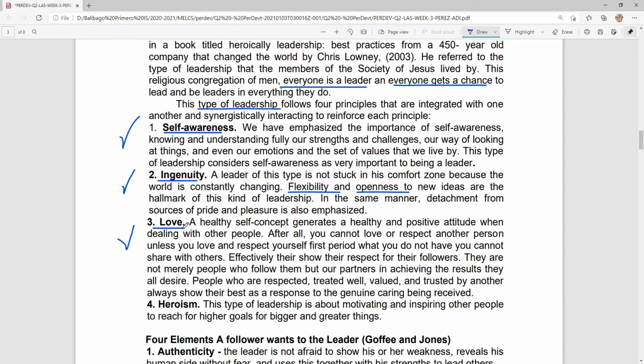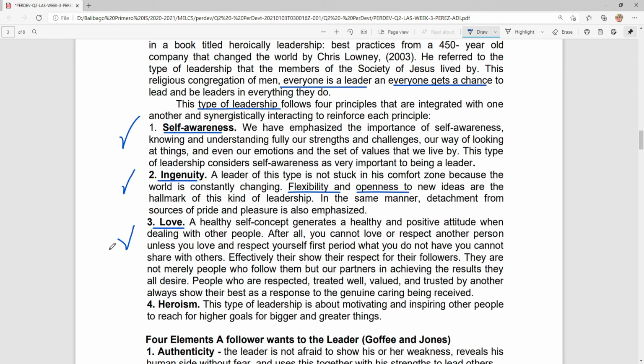Number 3, love. A healthy self-concept generates a healthy and positive attitude when dealing with other people. After all, you cannot love or respect another person unless you love and respect yourself first, right? So what you do not have, you cannot share or give to others. So you first love and respect yourself until it manifests in your actions. Your followers will see it and feel it from you. So this is very effective to show respect for your followers.